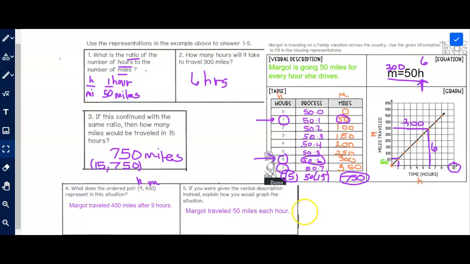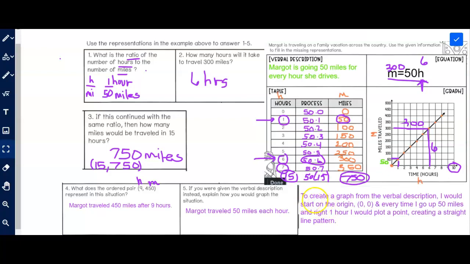So if we got that verbal description and you had to graph it, you would just come over to the graph and you would start on 0 miles, 0 hours, and you would just go up. Every time you went up 50 and across 1 hour, you would plot a point. And then you would go up another 50 and across another hour and plot a point. So you're basically using 50 to 1 as your stair step for your graph. Up 50 over 1, up 50 over 1. So that explains how you would graph it using your verbal description.